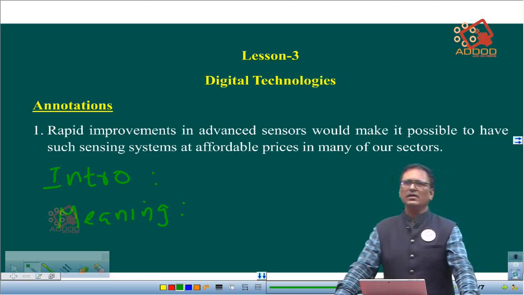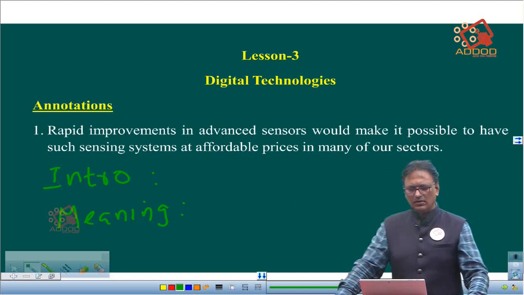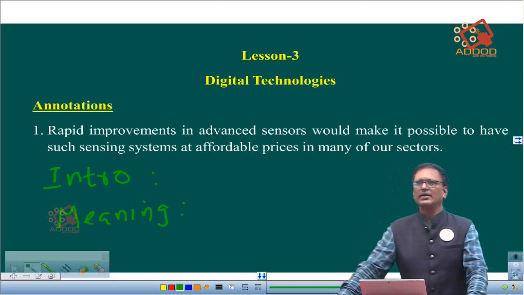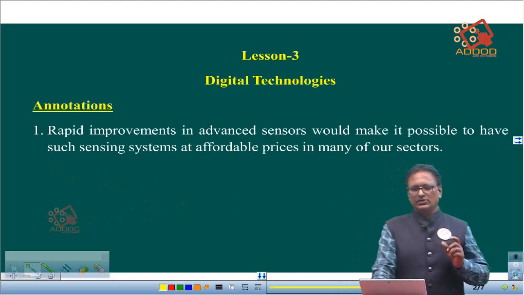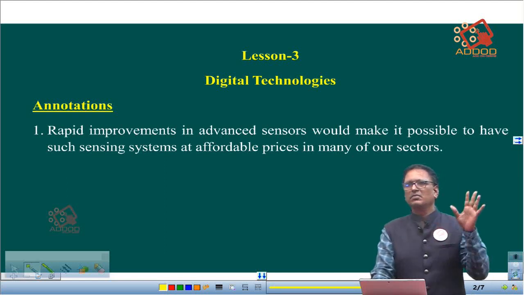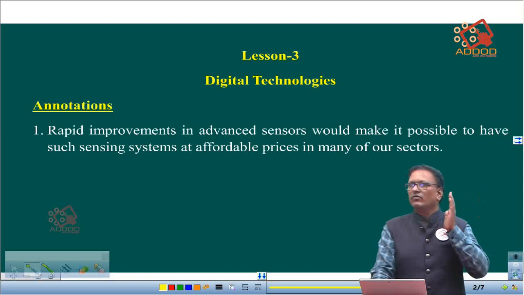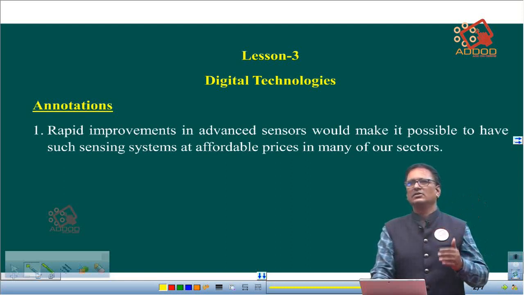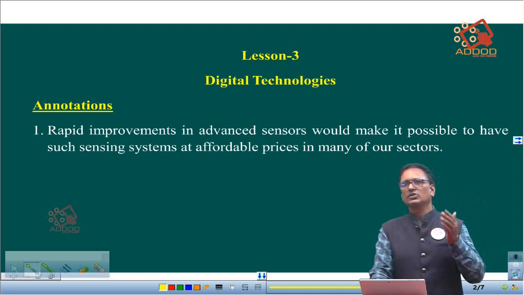So what is the meaning? Just describing what the given annotation says. Look at that annotation here. It reads like this: rapid improvements in advanced sensors would make it possible to have such sensing systems at affordable prices in many of our sectors. What does it mean? It means that whenever any advancement in science and technology is made, it is made for the comforts of the people.